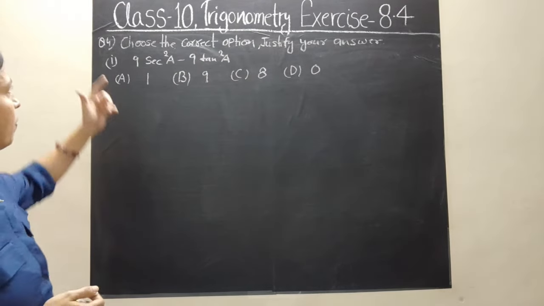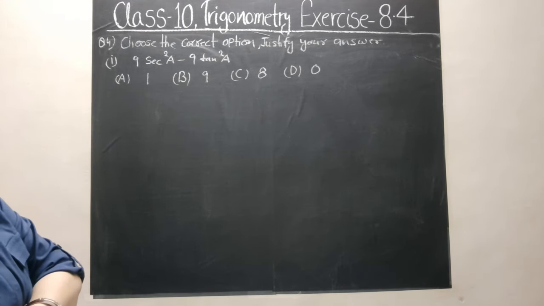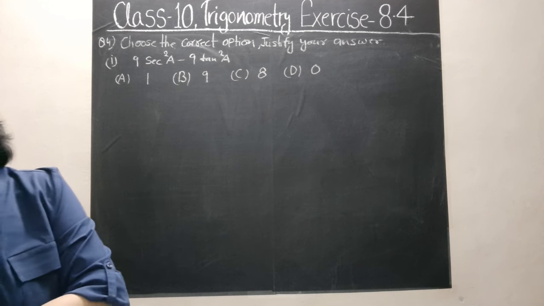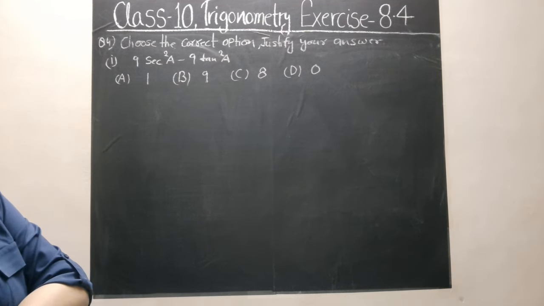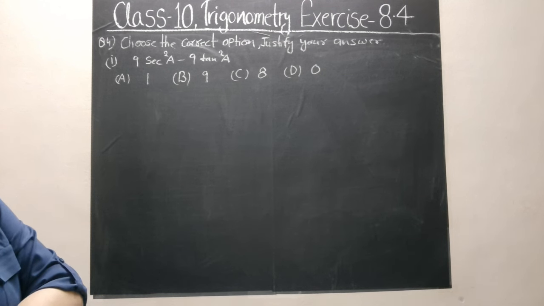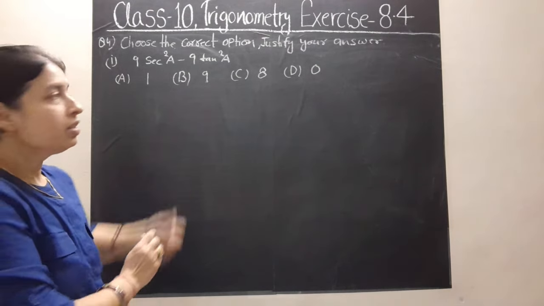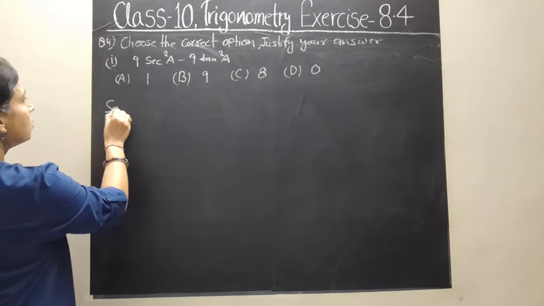So let us see question number 4. Question number 4 is: choose the correct option. Justify your answer. First part is 9 sec square A minus 9 tan square A. So we have to find out which option is correct. Okay, so let us solve it.